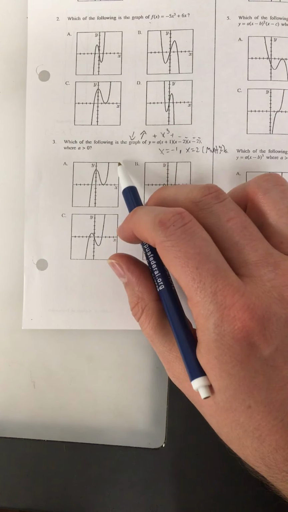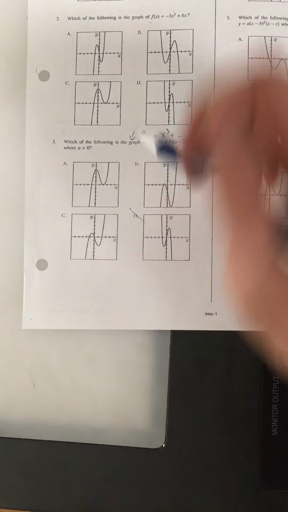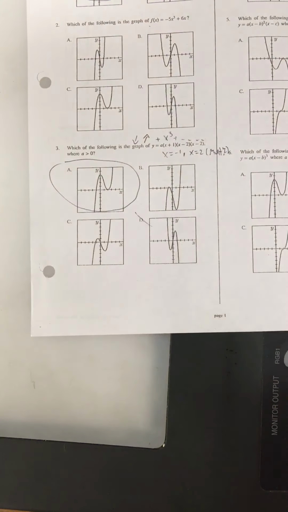This graph starts at the bottom, ends at the top. It passes through negative 1. It bounces off of 2. That's graph A. All right, I want to look at one other problem.